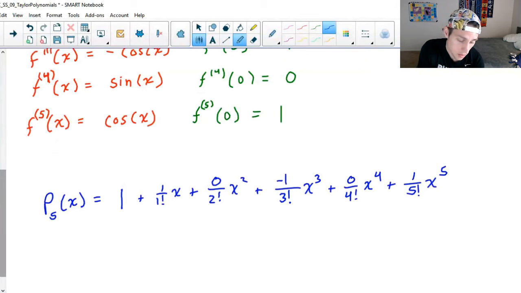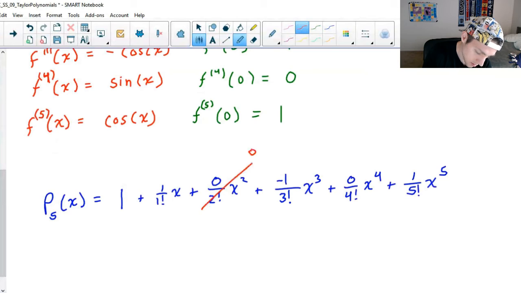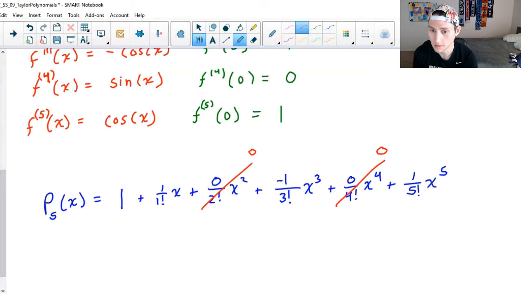And we can see that we should be able to simplify this a bit because that's just 0 since I have 0 in the numerator. So 0 divided by 2 factorial is 0. Okay. And then same thing with this one. This term is also just 0.